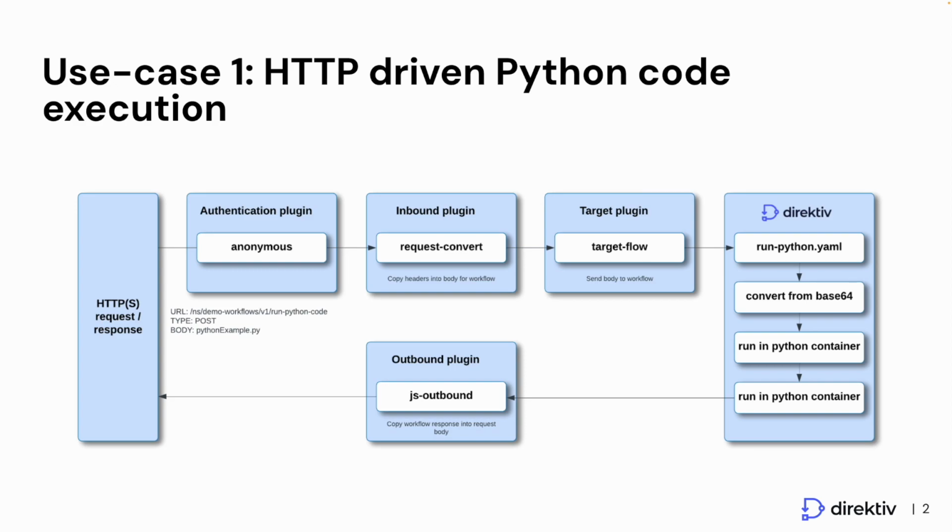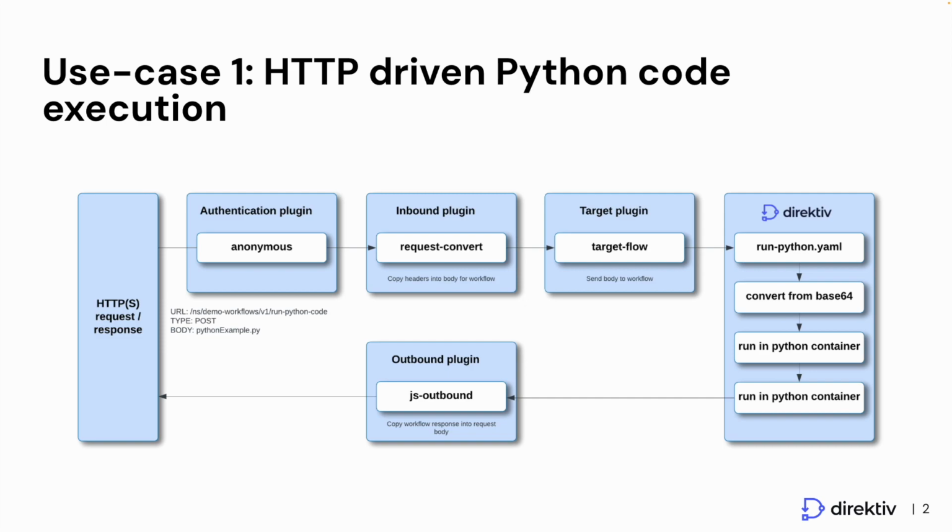The second step in the gateway is the inbound plugin, and for this one we're going to use the request convert plugin. This plugin just copies all the headers for this request into a headers object as part of the body. And the reason we want to do this is we want to expose these headers to the Direktiv workflow. So the headers, the URL parameters, everything can become components of the body or payload that is passed to the workflow at the end.